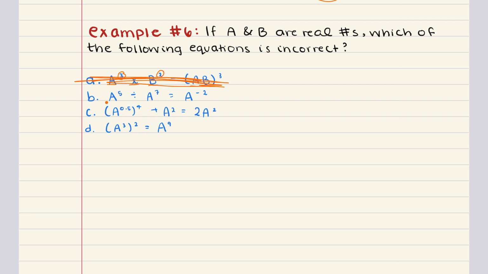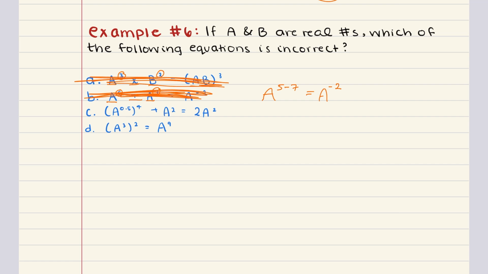B says A to the 5th power divided by A to the 7th power is equal to A to the minus 2 power. Now, this statement is also correct because of the quotient rule of exponents. When you're dividing powers with the same base, you simply subtract the exponents. So this is A, 5 minus 7. This gives us A to the power of minus 2. So this equation is absolutely correct, and we can go ahead and eliminate it.